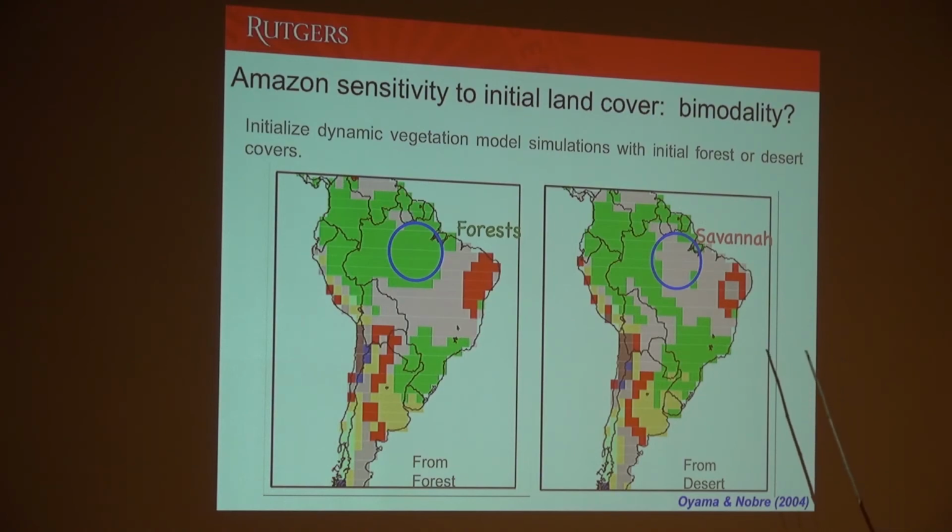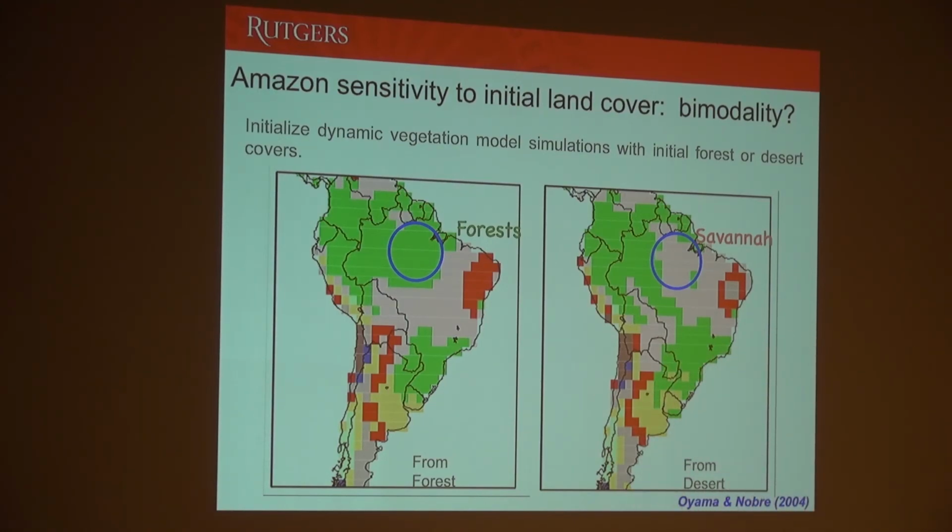So desert everywhere. And what they found, there's some differences in other places, but a significant difference here over this part of the Amazon, where if the model is initialized from desert, it never transitions to forest. At best, it becomes a savanna landscape. And so this study and some work that's been done since then have kind of pointed to this particular region on the periphery of the really wet, humid part of the Amazon as being this sort of sensitive zone where it can exist either as a forested land surface state or a savanna land surface state.